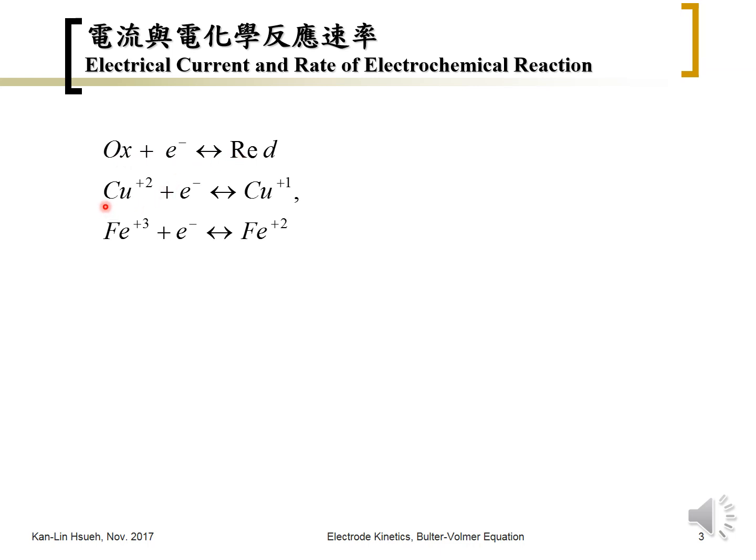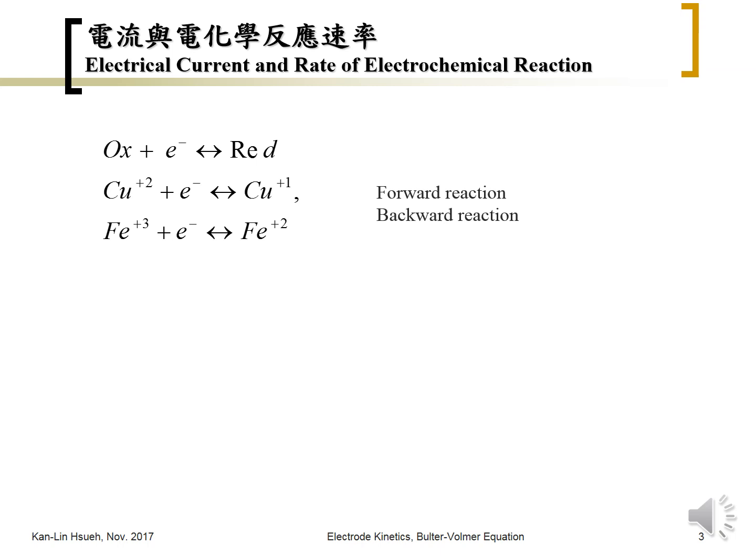For example, the cupric ion, copper 2+, can be reduced into the cuprous ion, copper 1+, or the ferric ion can be reduced to the ferrous ion, or the ferrous ion can be oxidized into the ferric ion. These ions all dissolve in the aqueous solution, and the reaction takes place at the electrode and solution interface. It's simply one electron transfer. We don't consider anything else.